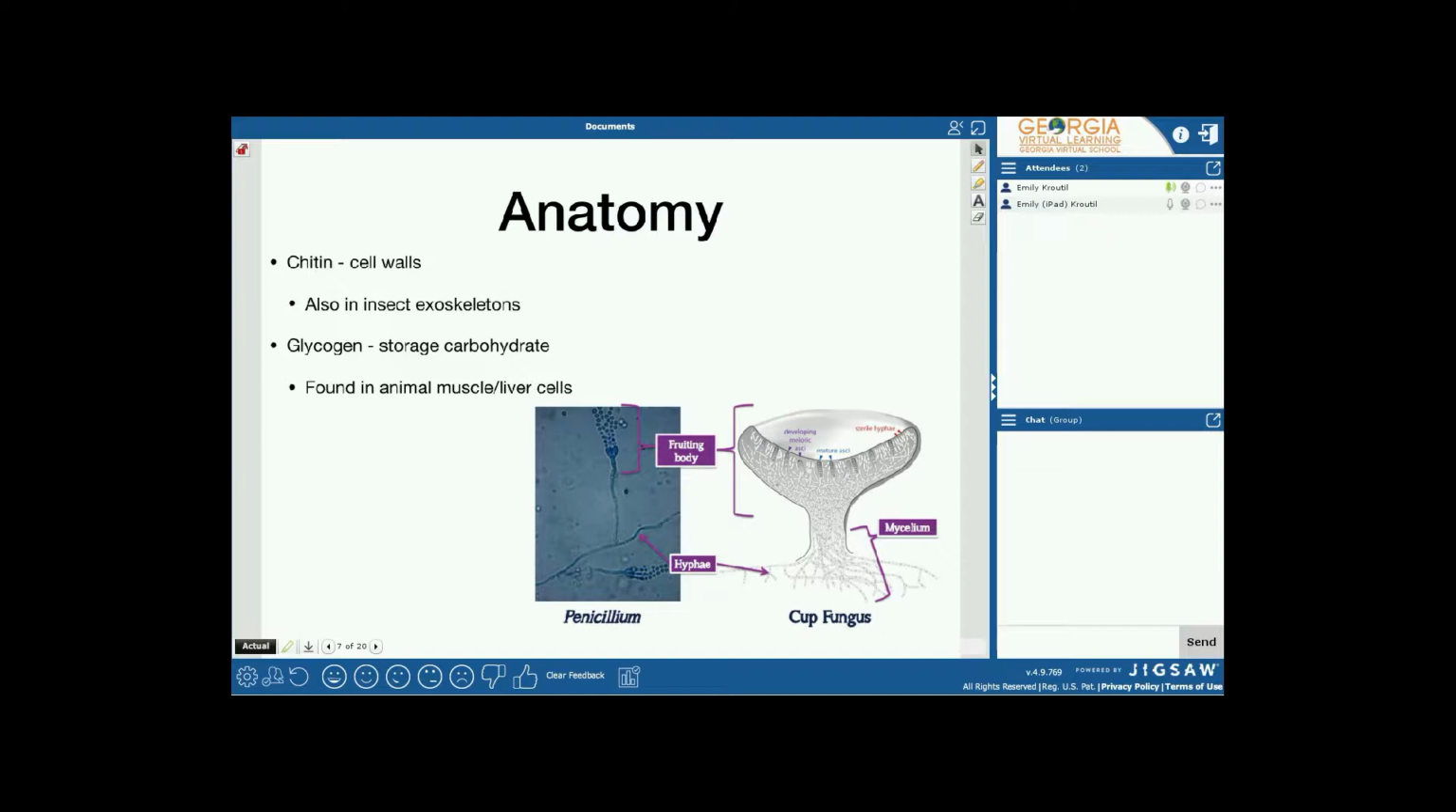Their cell walls are made of chitin, and that's what's interesting, it's also an insect exoskeleton. Exo means outside. And then they also have glycogen, which is like a storage carbohydrate, which is interesting because that's also in animals. So again, we've got these animal-y things going on with this thing that doesn't look so animal-y, which is kind of interesting.